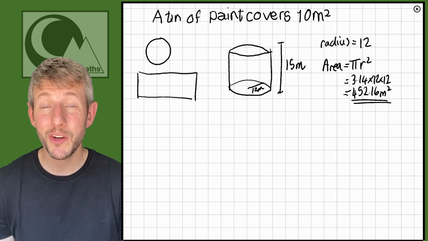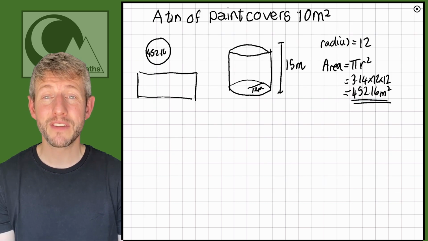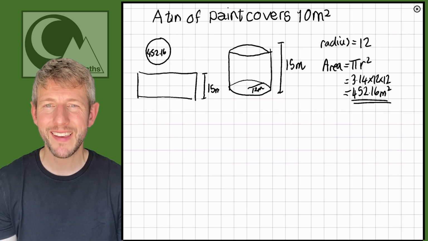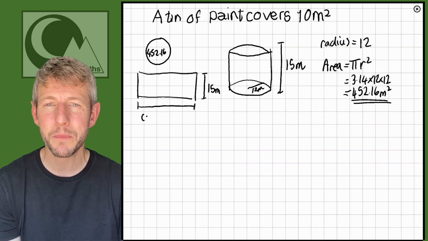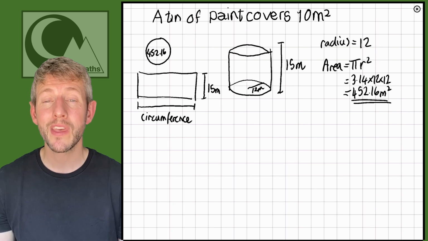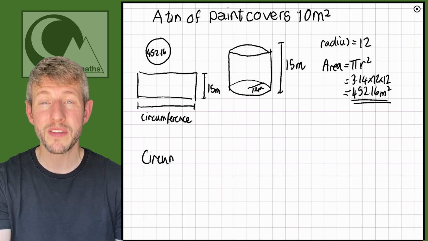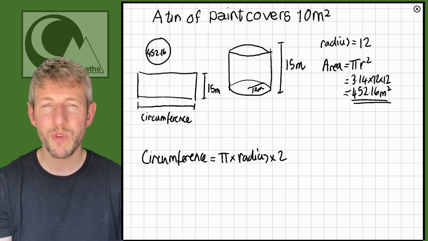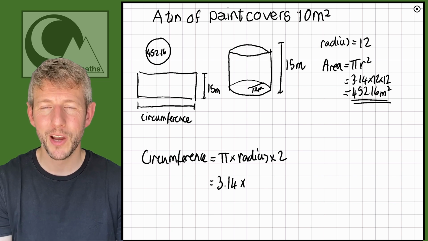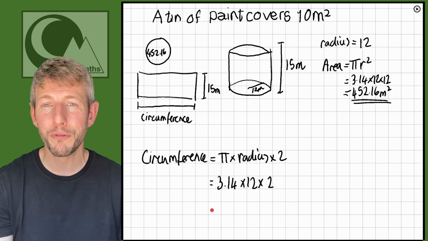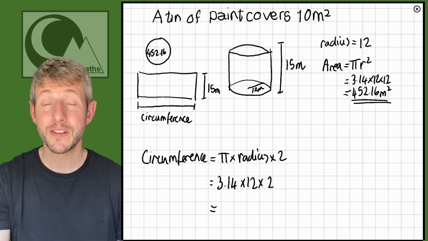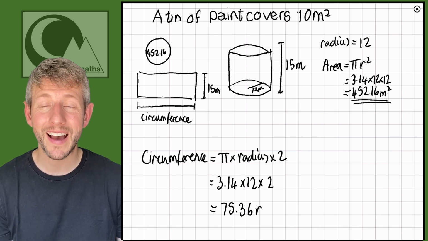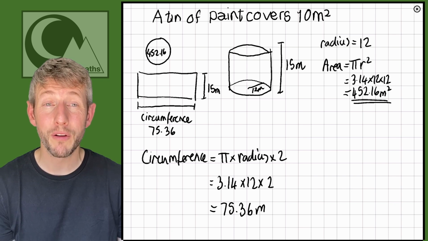Now what we have to do is we've got to work out the curved surface area. Okay, so we remember this is the rectangle, so it's got a height of 15, so we can put the 15 on our rectangle already. But the other length is given to us by the circumference, which we know is pi times radius times 2. Okay, so we're going to have to do 3.14 times 12 times 2. Okay, so let's work that out. Okay, so we've worked that out, and that equals 75.36.